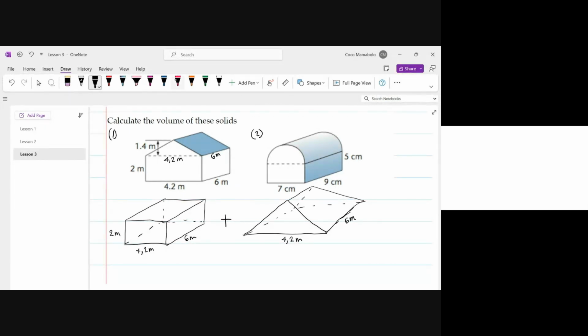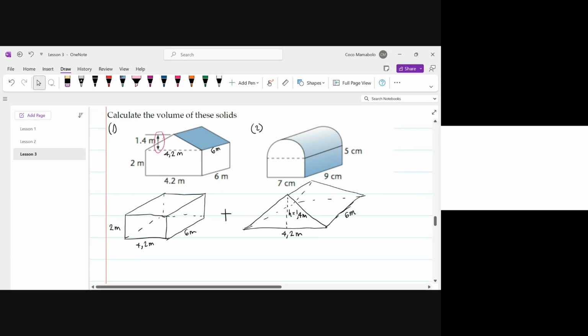And luckily for us, if we look at the question over here, they have given us the perpendicular height of our triangle. The perpendicular height of my triangle is 1,4 meters. And we are then able to calculate the volume of each of them. Is this okay? Thumbs up. Can I leave you guys to it from this point on? Yes? Amazing. You've got 3 minutes. Take it away.